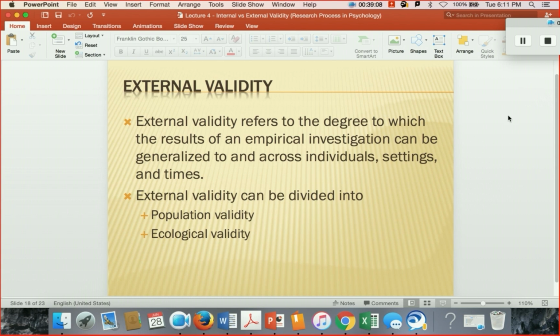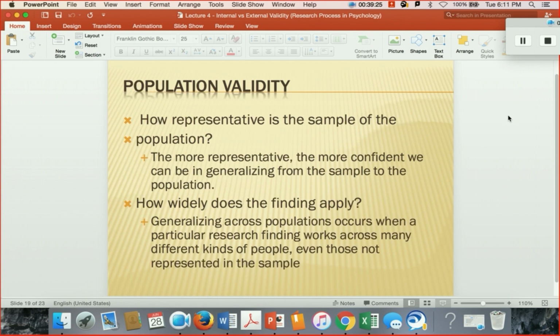So 100 years from now, if we do the same study or implement the same manipulation to the population, we would expect the same results. It's probably not going to happen. So here, external validity can be divided into two different types, what we call population validity and what we also call ecological validity. In population validity, we essentially ask the question, how representative is the sample of the population?